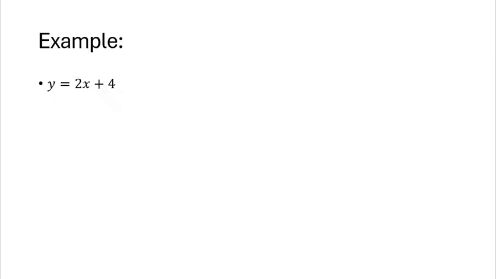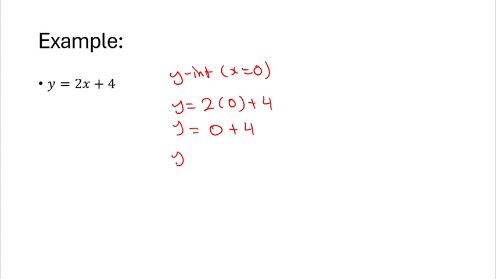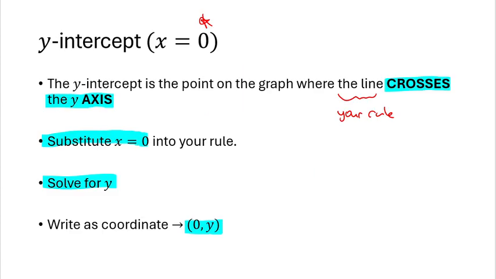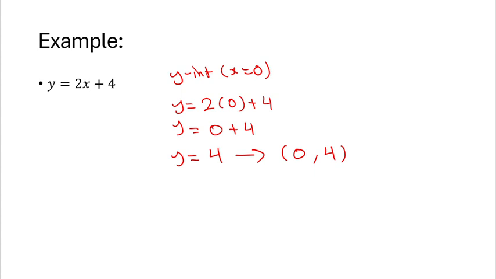Let's do that. So I have my y-intercept, x equals 0, y equals 2 bracket 0 plus 4, because I'm replacing the letter x with the number 0 now. 2 times 0 is 0 plus 4, and then 0 plus 4 is just 4. That means as a coordinate, this will be 0, 4. This is based off the previous slide right there.